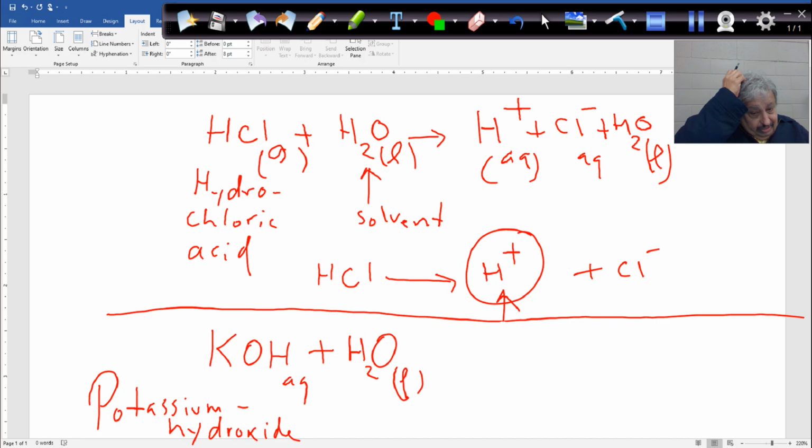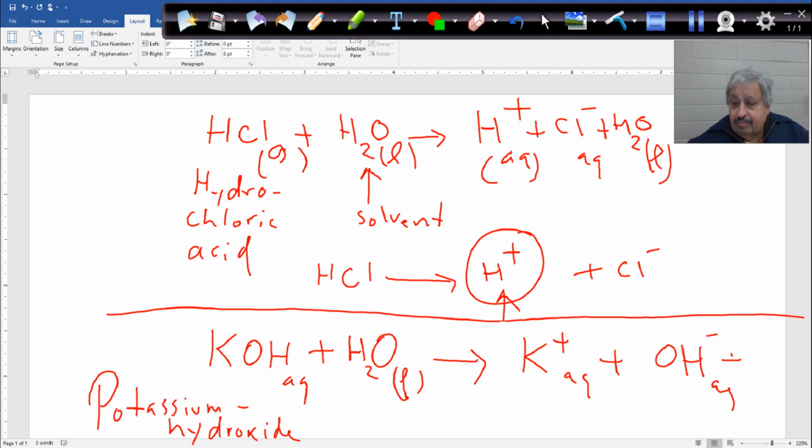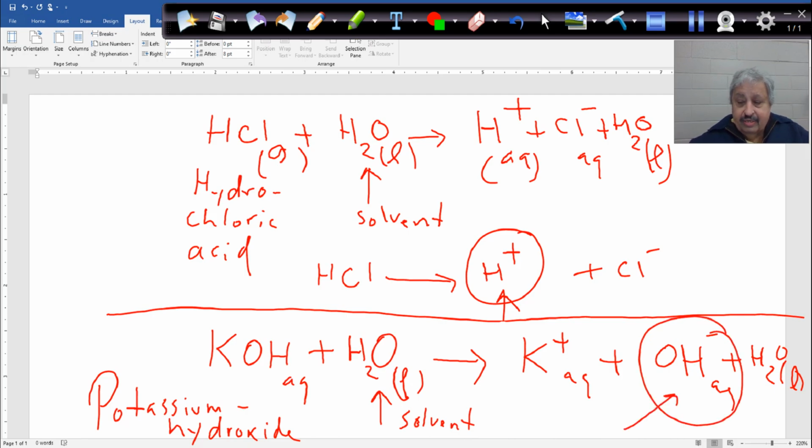Okay, guys. So potassium hydroxide, when you dissolve this one here in H2O, will give you potassium ion, aqueous, plus the hydroxide ion, aqueous, plus H2O, liquid. And again, this is your solvent here. So according to Arrhenius, this is a base. And this is, according to Arrhenius, an acid. That's a definition. And as I said, this is highly limited, but you have to start somewhere, correct? And this is our start in the history of defining acids and bases.